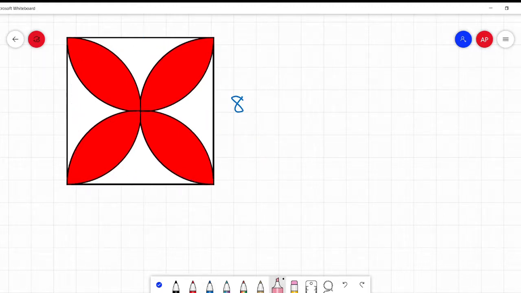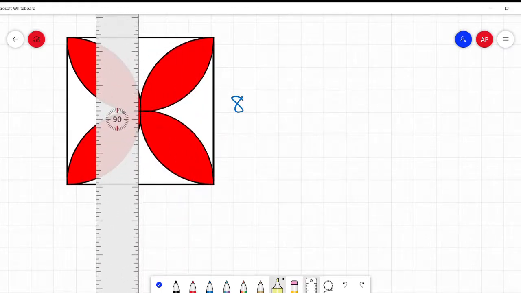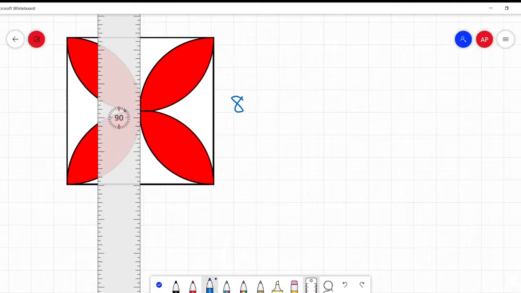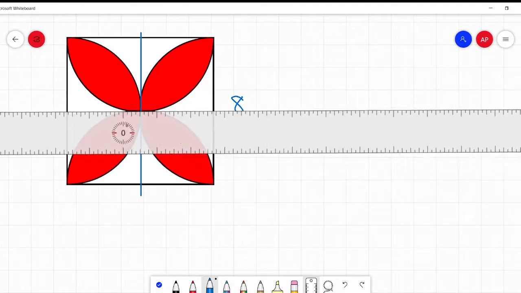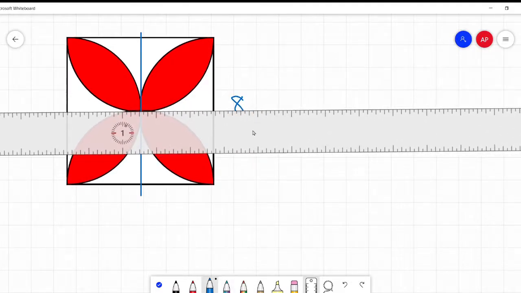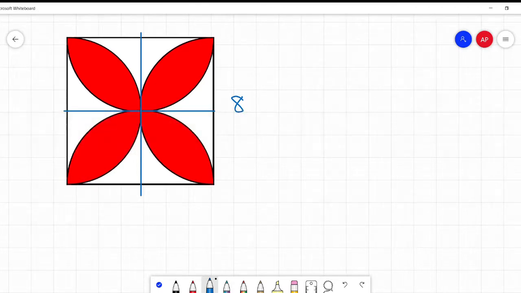Well, first let's start by looking at these. Can we all agree that these 4 pieces are identical? So we have 4 identical pieces. So if I was to cut them in half like this, okay, that one's better. If I cut them in half, then I would have 8 identical pieces, right? 1, 2, 3, 4, 5, 6, 7, 8. Okay, so I have 8 identical pieces.